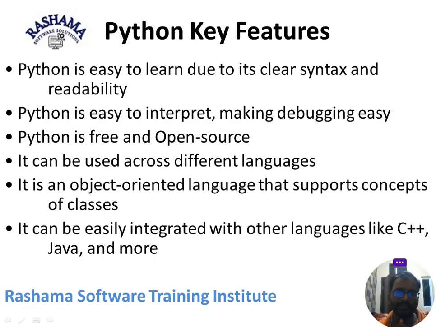So Python is free and open source, which means there is no need to take a license, no need to pay money for Python software. We can go to the Python website, download it and install it on our PC. Then you can start learning and working on projects. So that's why it is free and open source.